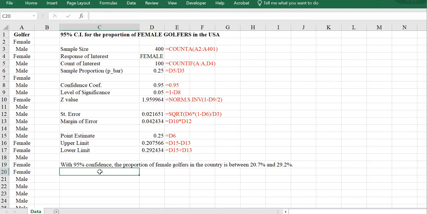So there is 95% confidence that the proportion of female golfers is between these two numbers. And there is again a 5% chance that you are wrong about this, and the proportion is either, with 5% chance, below this number or above this number.